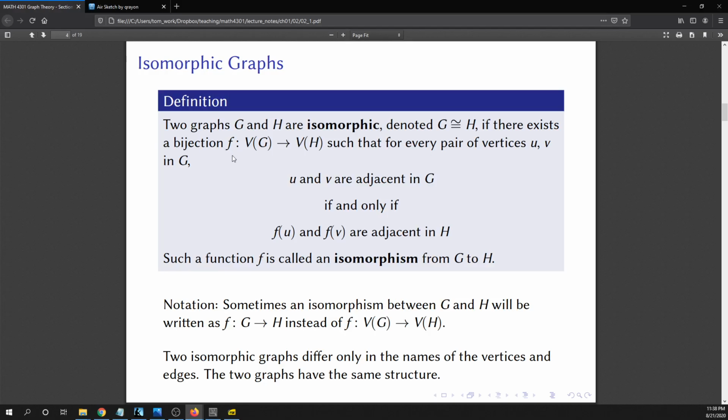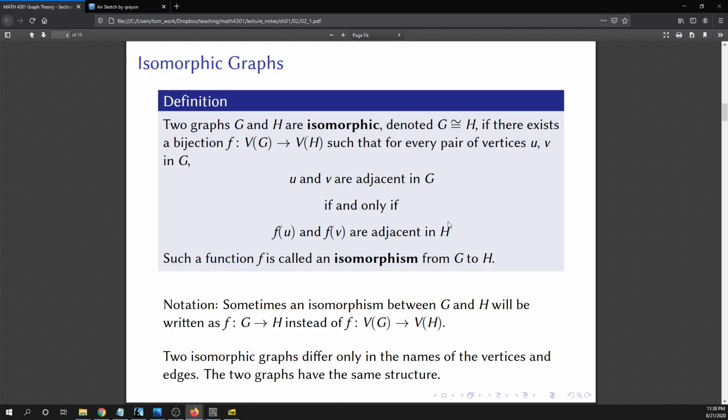I've denoted this function F as a function from the vertex set of G to the vertex set of H, but sometimes we'll just write F is an isomorphism from G to H. And by that we mean that really it's a bijection between the vertex set of G and the vertex set of H. All right, so sometimes you'll see it written this way, sometimes you'll see it written this way. It's just a little easier to write this way.